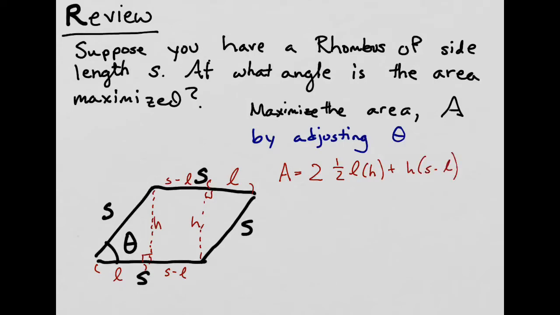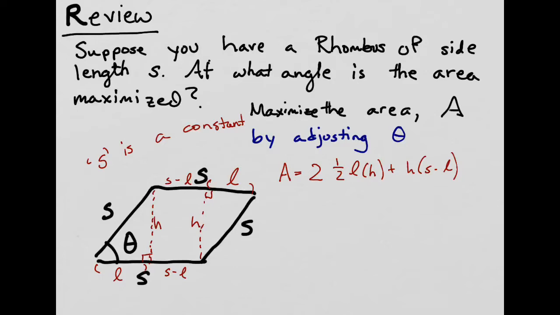Okay, so with this, we have 1, 2, 3 variables, and none of them are theta. So we want to get it down so that we only have theta, and maybe S, because is S changing? No, S is a constant. So we want to write L and H in terms of theta and S. S is a constant.